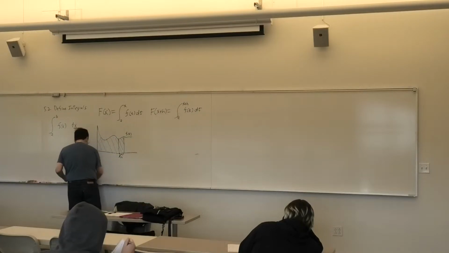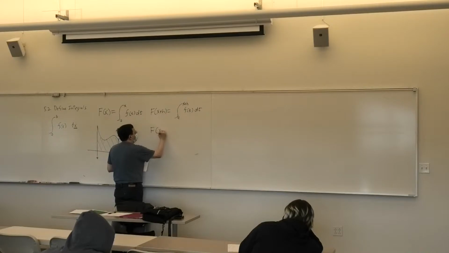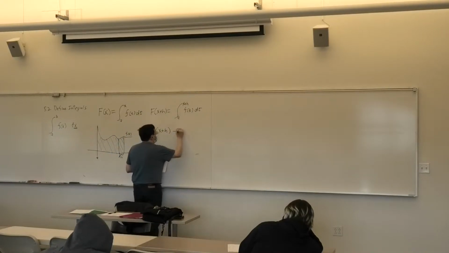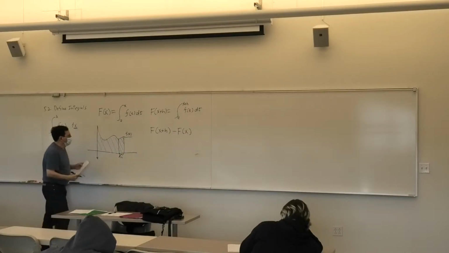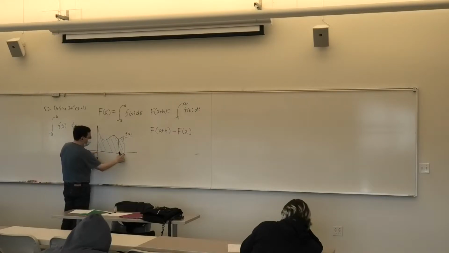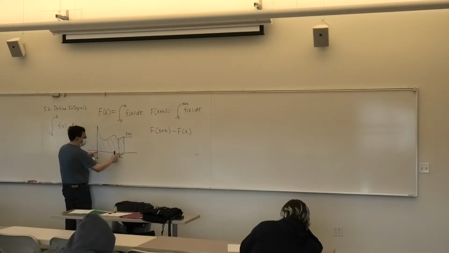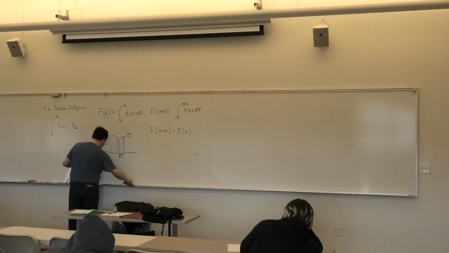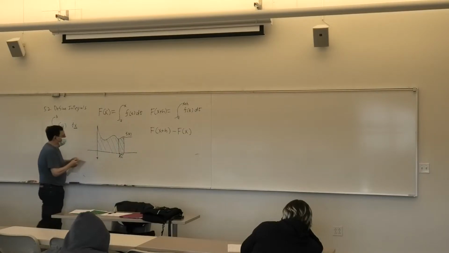And now, in a very manipulative manner, we're going to look at what is f of x plus h minus f of x. Well, if f of x plus h is this area, and f of x is this area, their difference is just the area in here. I'll color code it green.